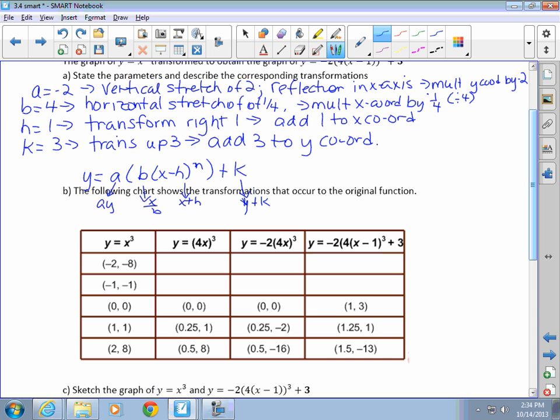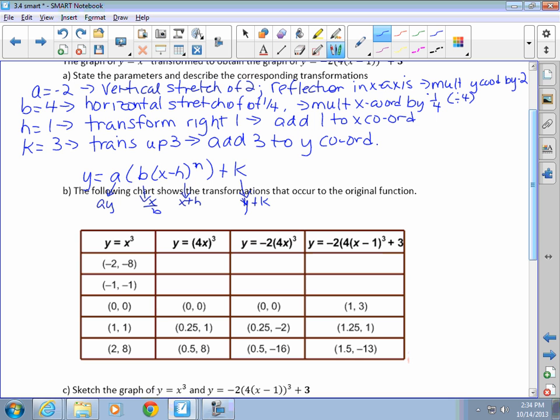So, step number 1 is x divided by b. If my b value is 1/4, then x divided by 1/4 is the same as saying 4 times x. So I take each of my x values. Sorry, no, I did say that. I had it right the first time.